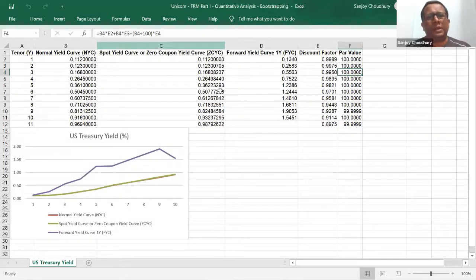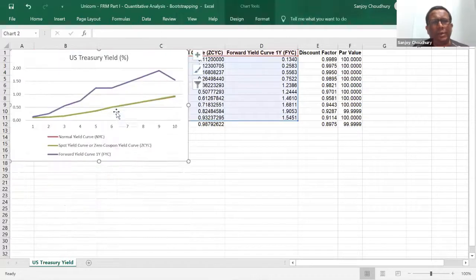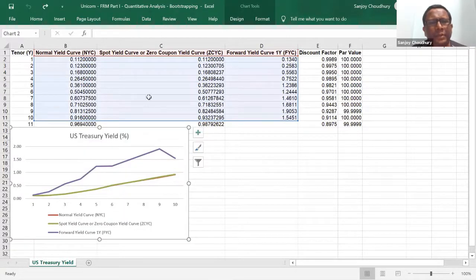So as you can see, if you plot these numbers in a graphical format also, since the normal yield curve and spot yield curve were very close to each other, in fact the spot yield curve is almost the red line there, which shows the spot yield curve's gradient is above the normal yield curve. And we also have what is called the forward yield curve.